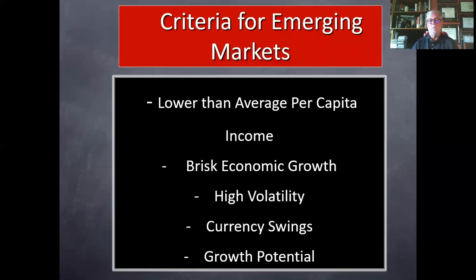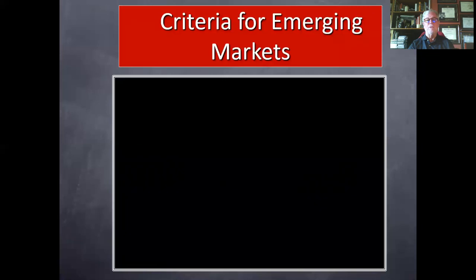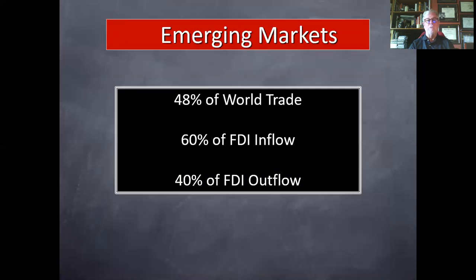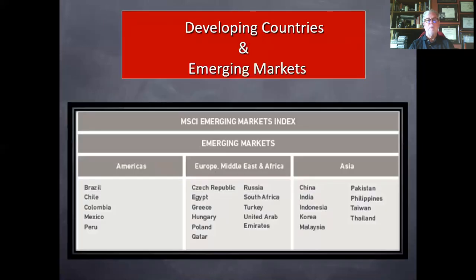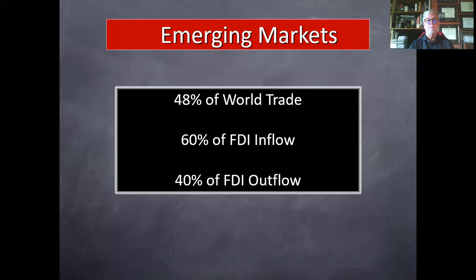Then we have emerging markets, and you saw some of the categories: lower than average per capita income, brisk economic growth, high volatility, some currency swings, and growth potential. And again, these are some of these countries that contribute to this. And there they are again.